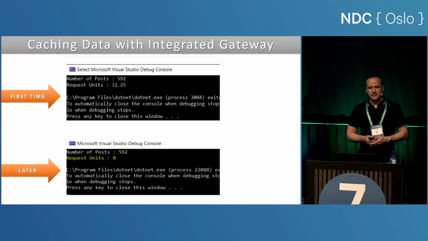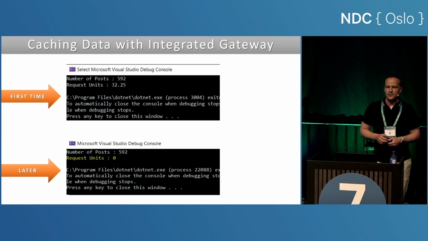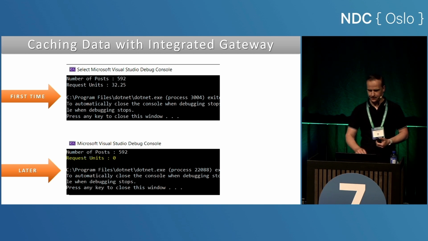So in my case, as you can see, my first time, I returned 592 posts in here, and it cost me 32.25 request units. Next time, when I run it, well, next 30 minutes, that's going to be 0. So as you can see, you can really save a good number of request units here.